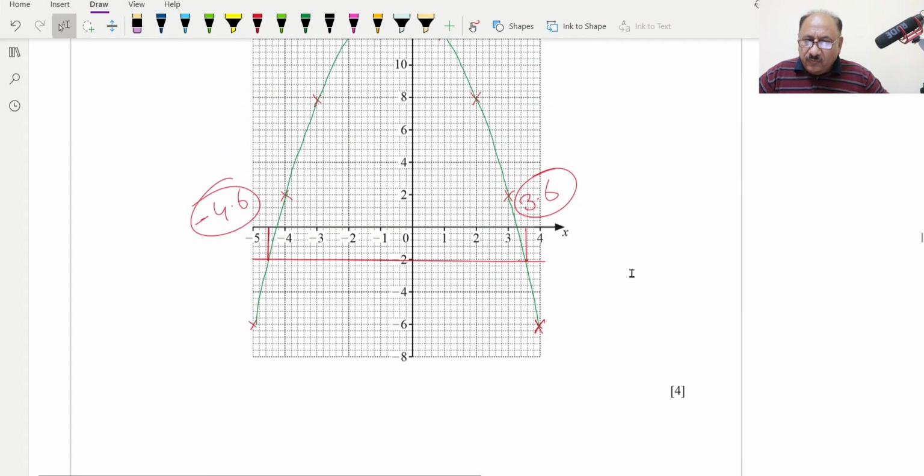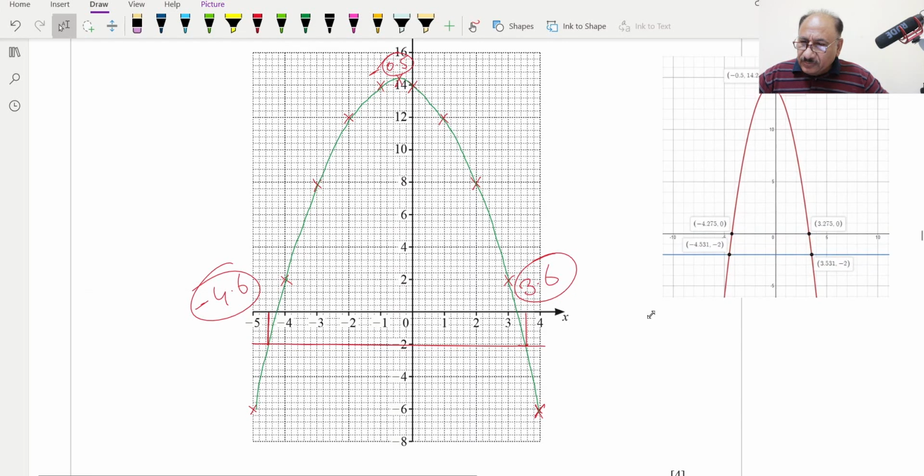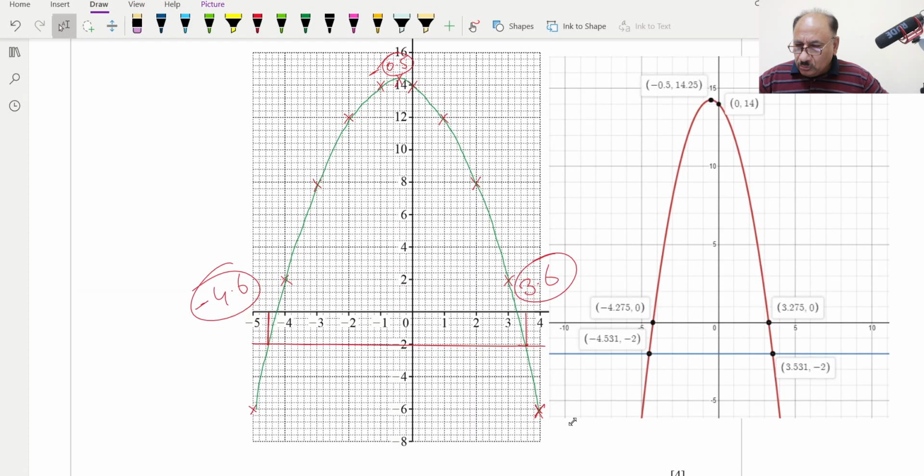We are done with the question. What I have done, basically I have drawn the same graph on a website also, which you can also try, and this is the output of the website. So if you compare this with our graph, this is the line of symmetry which is minus 0.5. Over here it is also indicating minus 0.5. Then we can check the x-intercepts also, and this is the line which is y is equal to minus 2, and you can check these points also, 3.53, and we got 3.6, and minus 4.53, and we got minus 4.6.